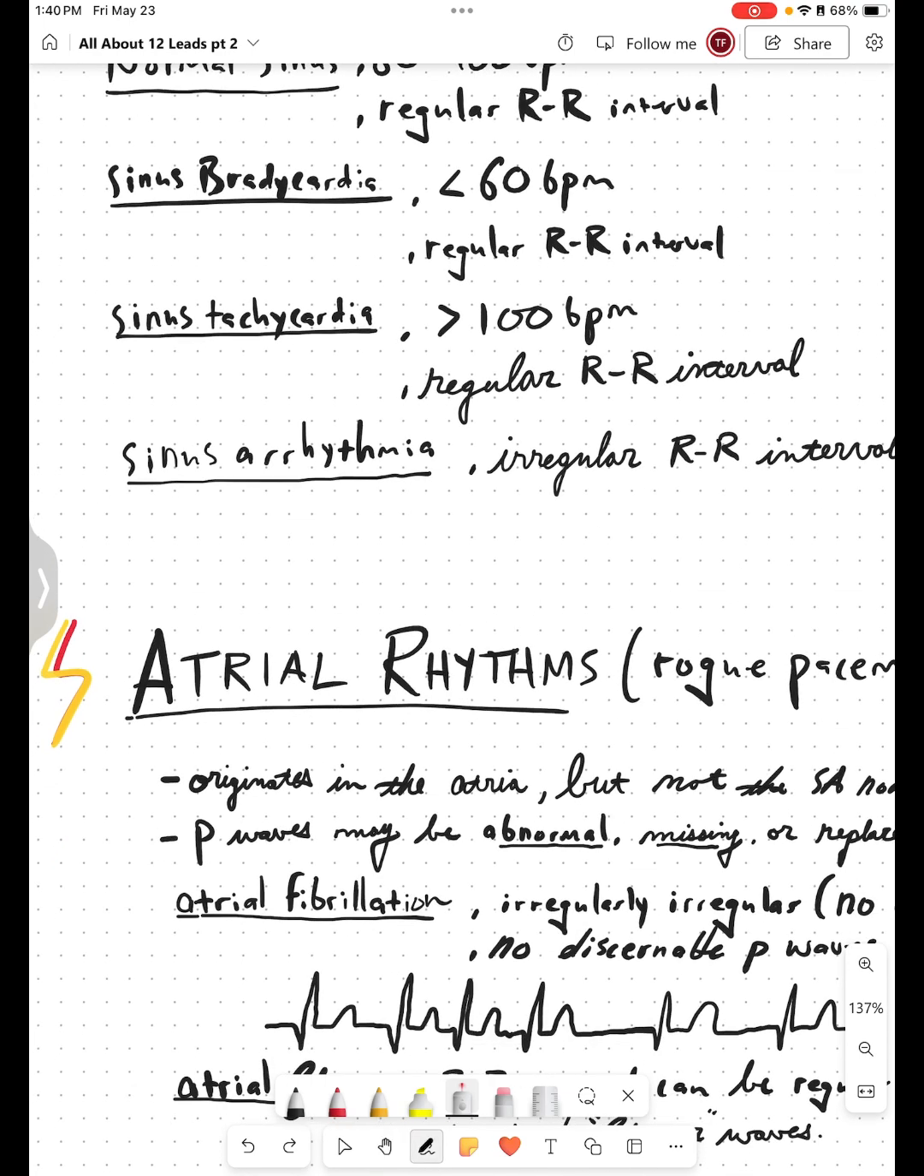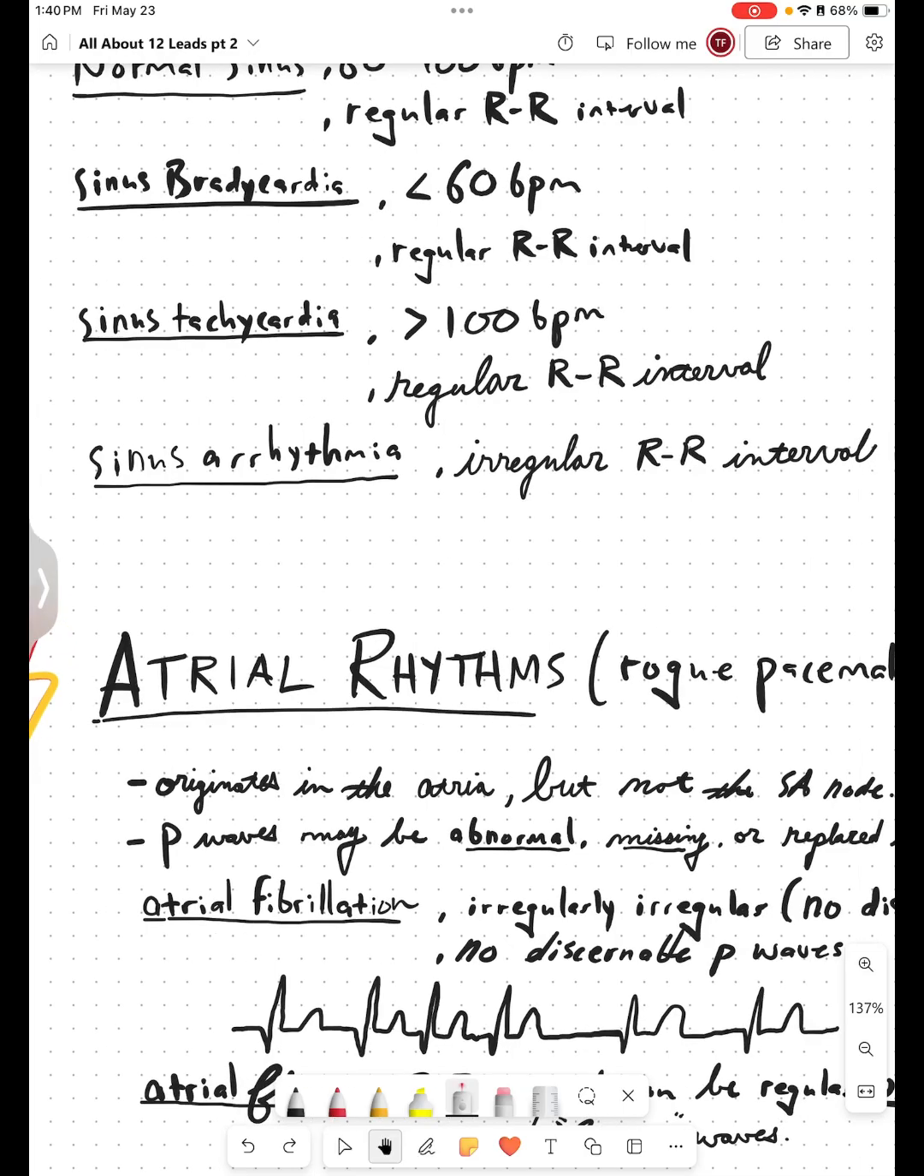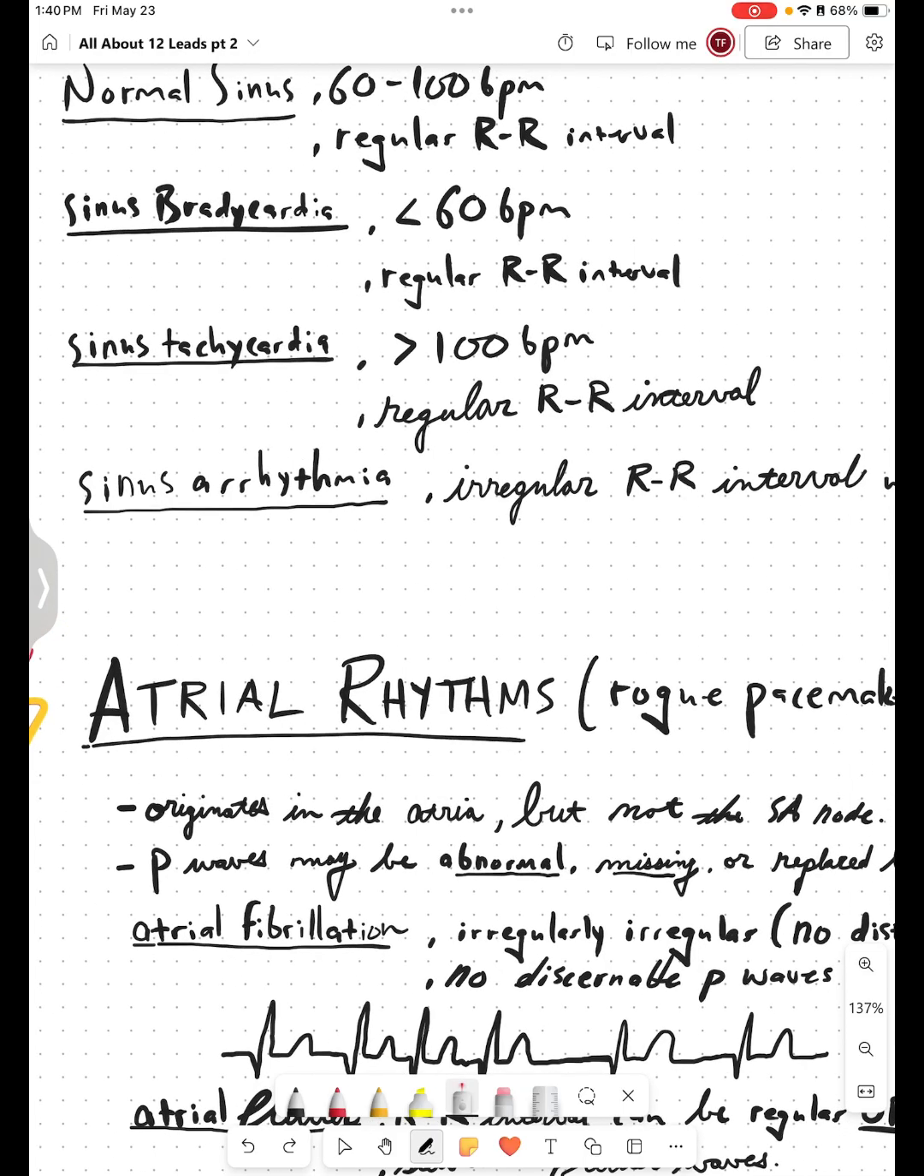Let's take that and flip it upside down here. We have sinus tachycardia. Sinus tachycardia is going to be a sinus rhythm that is greater than 100 beats per minute, and it is also going to have a regular R to R interval. It is not going to be an irregular rhythm.